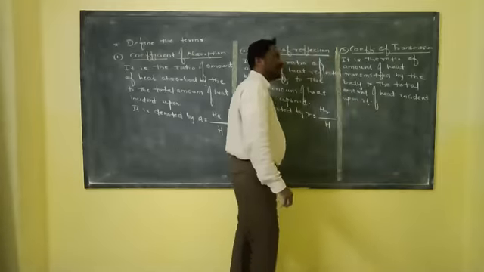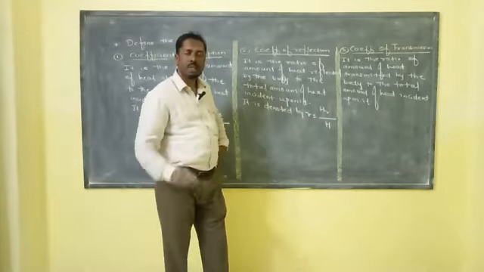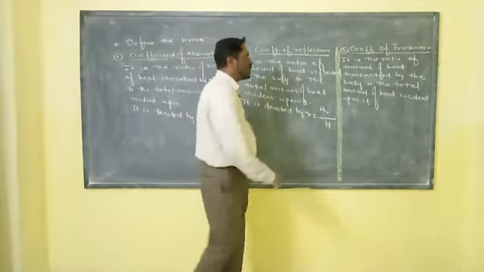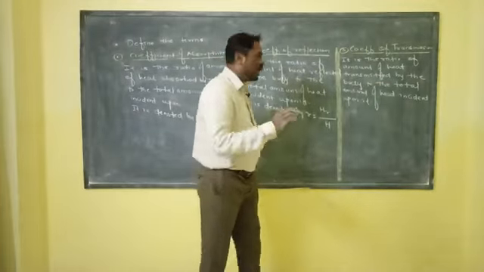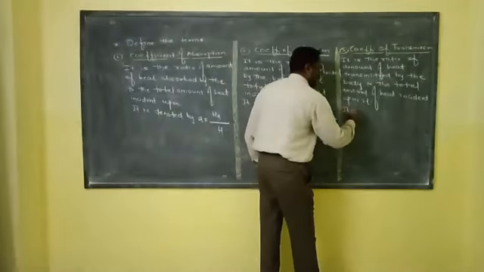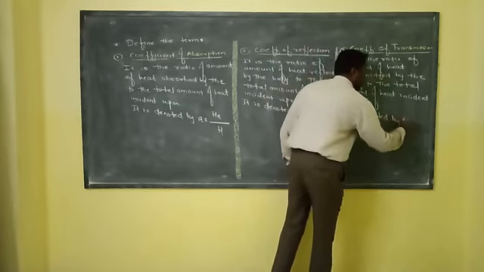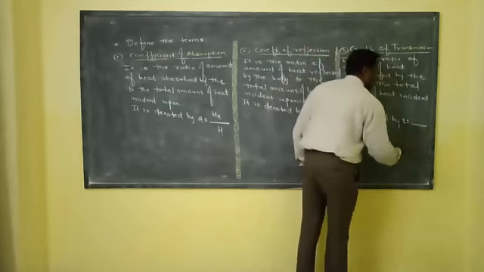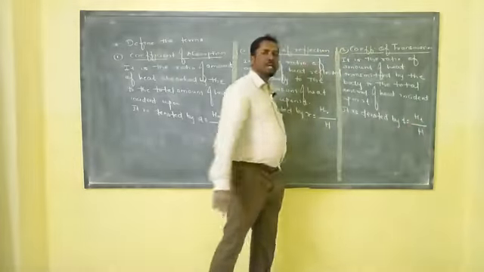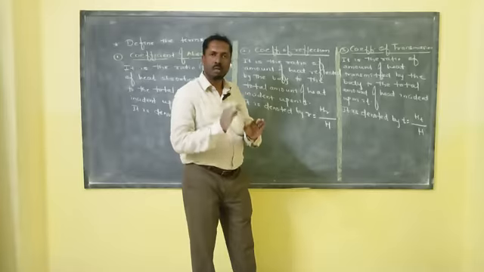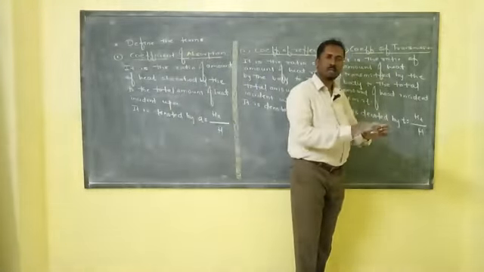Again, what idea do we get from this statement? Whenever heat is incident on a body, some amount of heat is transmitted by the body, and it is denoted by the factor small t, mathematically written as T is equal to Ht upon H. Ht is the amount of heat transmitted by the body, and H is the total amount of heat incident on a body.